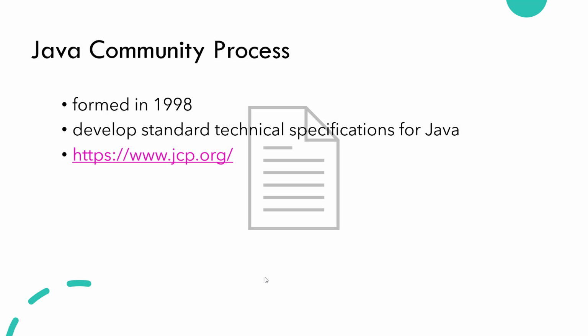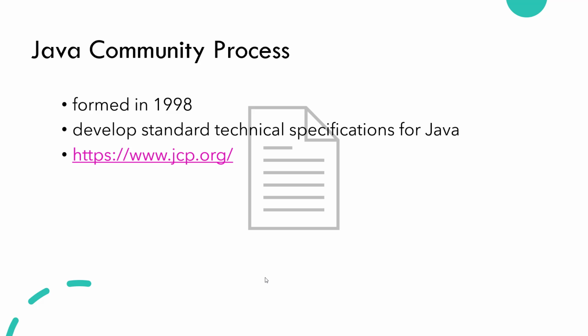Before we see the JSR223 sampler, first let us understand the Java Community Process. The Java Community Process was formed back in 1998 to develop standard technical specs for Java technology. You can learn more about the Java Community Process at jcp.org.